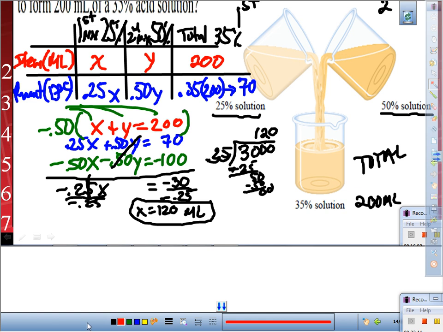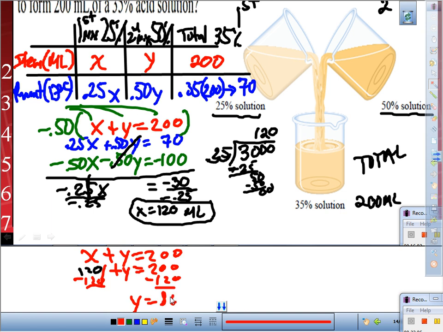Elena. Okay, tell me what to write. x plus y equals 200. And substitute the x, which is 120, plus y equals 200, minus 120, minus 120, y equals 80. 80 what? Milliliters. All right, yes.